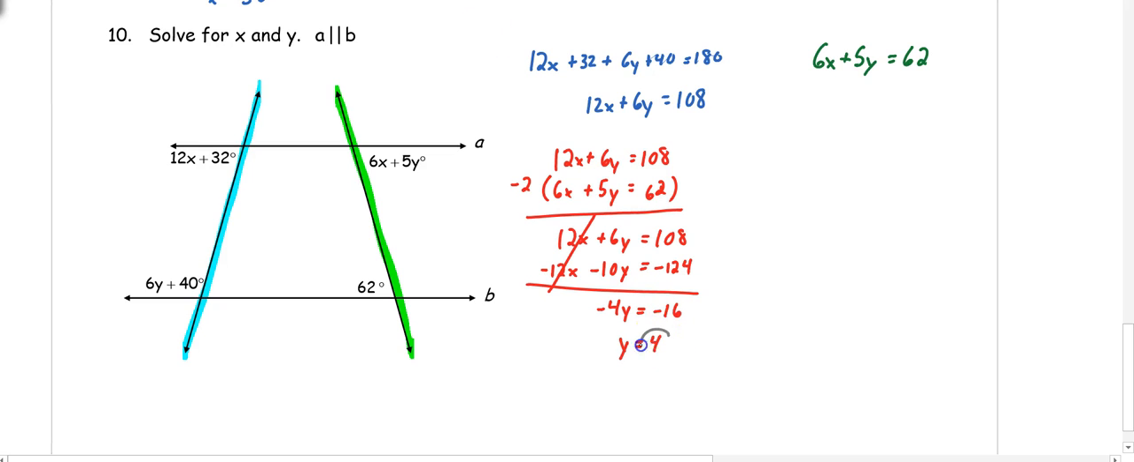Remember, once you solve for y, you need to go back and get x. So I'm going to substitute into either equation. So I'm going to use the green one. 6x plus 5 times 4 equals 62. 5 times 4 is 20. And I'm going to subtract that from both sides. So 6x equals 42. When we divide by 6, x is 7. So I get (7, 4).